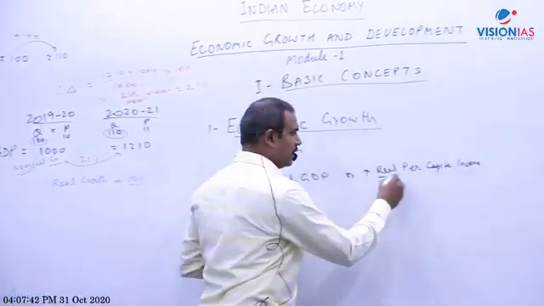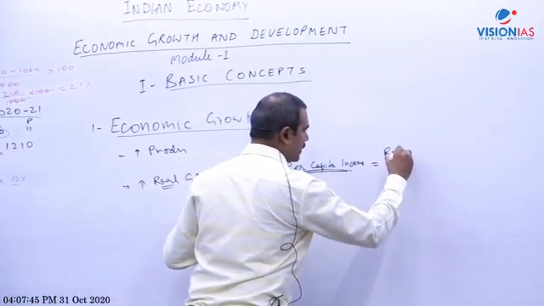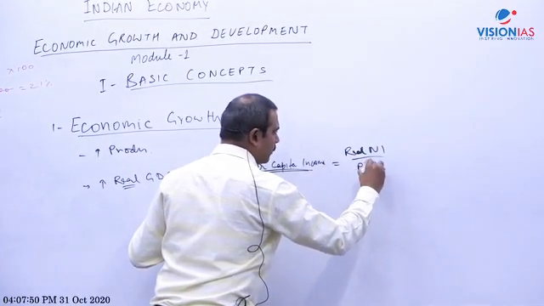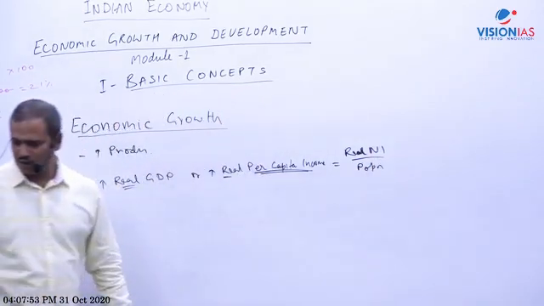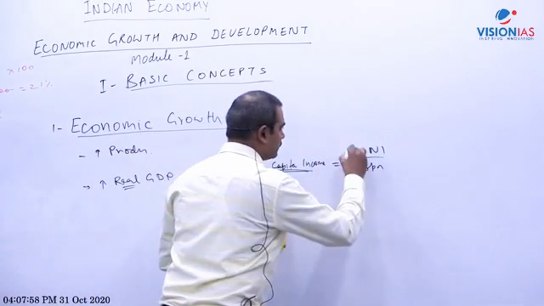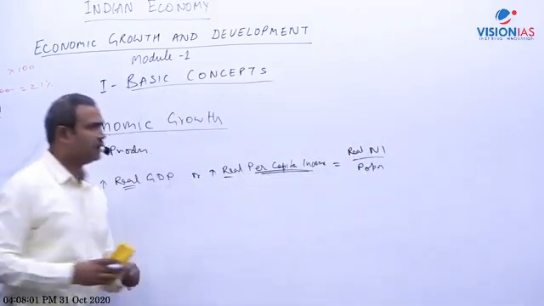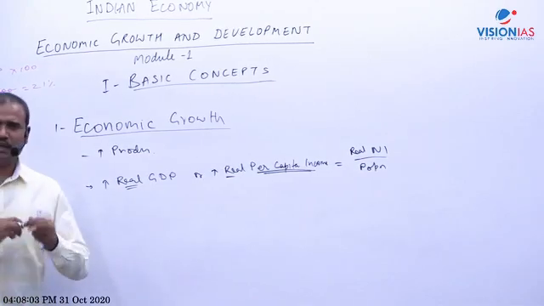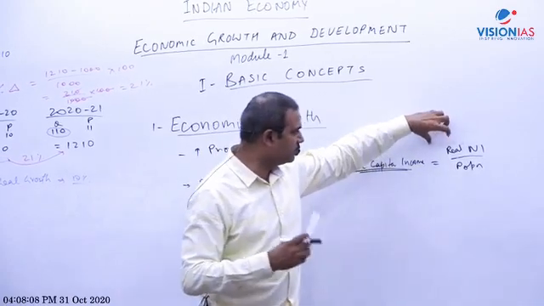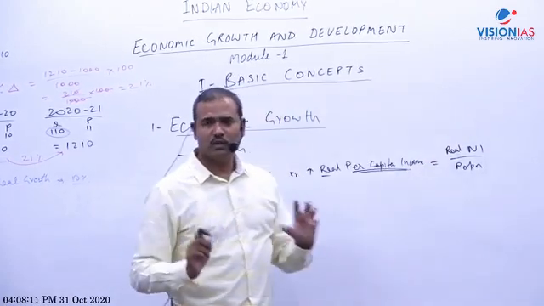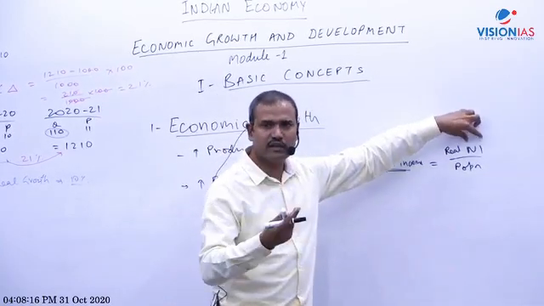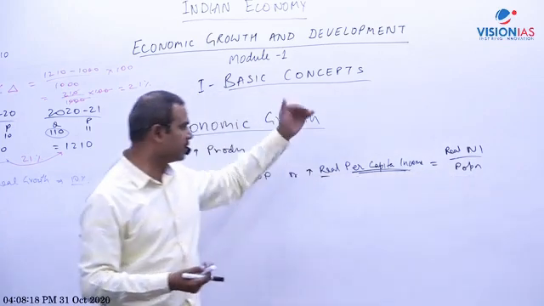Real per capita income is actually real national income divided by population. So what is real per capita income? Real per capita income will be real national income divided by population. You know GDP and national income are very much related. If GDP increases, national income will increase, and real means that it is based on actual production, not based on prices. When actual production increases, national income will increase, so divided by population, real per capita income will increase.